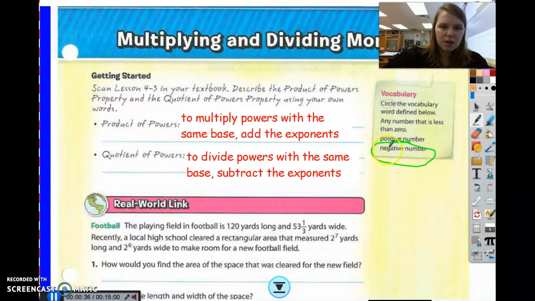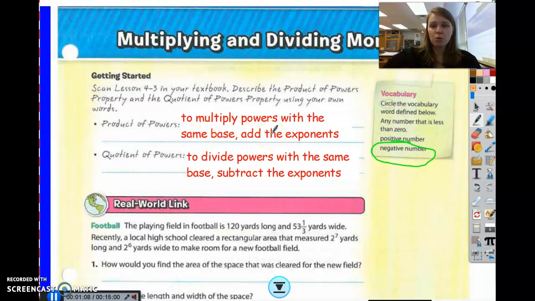Okay, this part up at the top, we're going to do a quick getting started section. So if you glance through the textbook pages, so this is 4-3 in your textbook, we're supposed to describe these properties in our own words. So this is a great summary of the whole lesson altogether. So the product of powers property means when you're multiplying numbers that have exponents on them, if the base is the same, all you have to do is add the exponents.